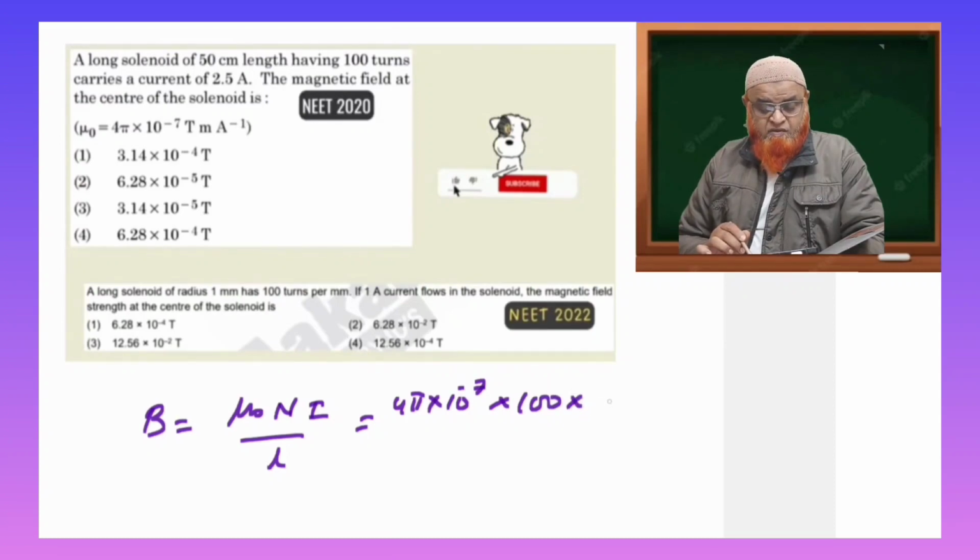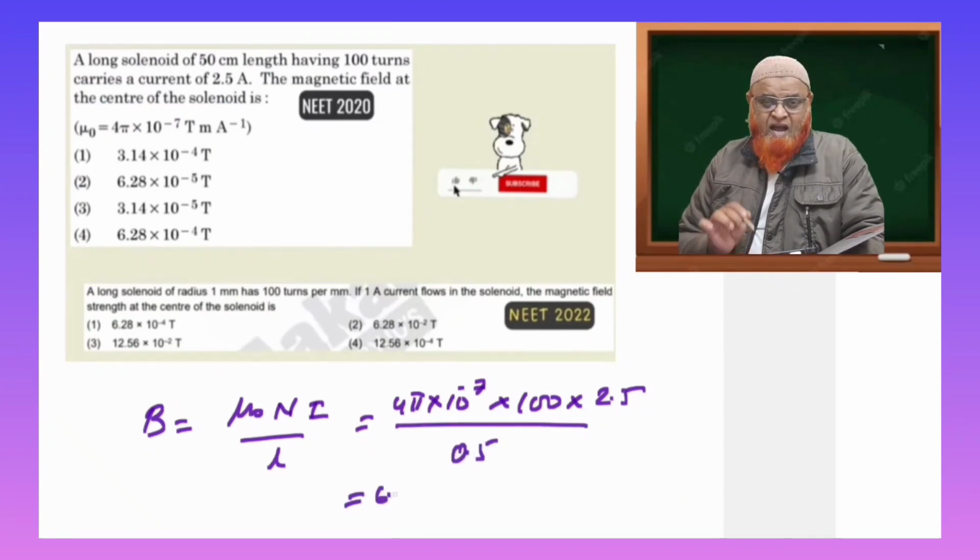And the length is also given to you. That is 50 centimeters, just write 0.5 meters. Substitute and you get the answer 6.28 into 10 power minus 4. So the fourth option is correct. The second bit which is given below, you have to do it. Okay. Hope you have understood this one.